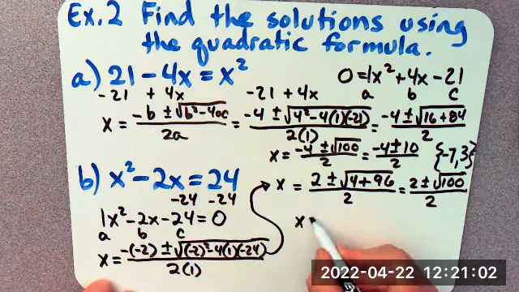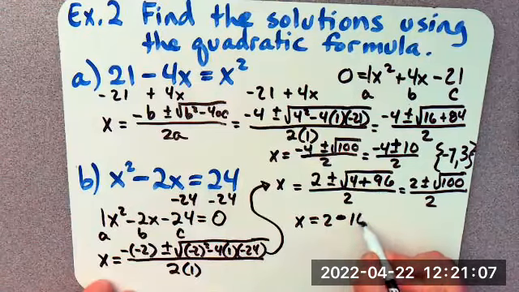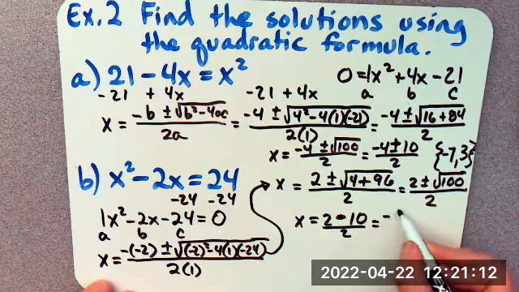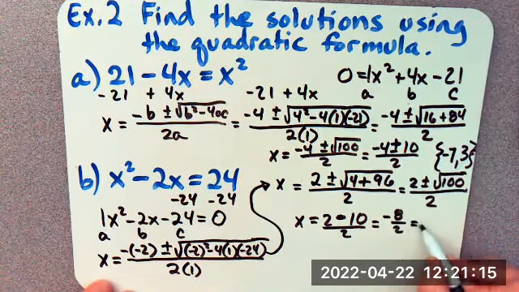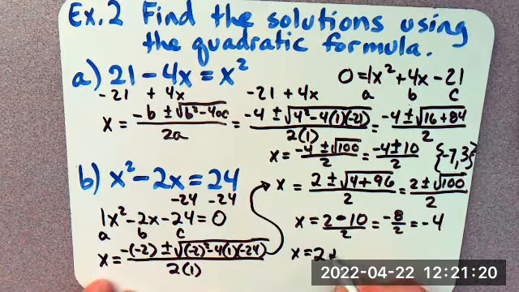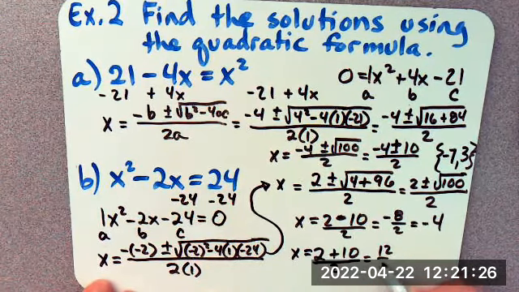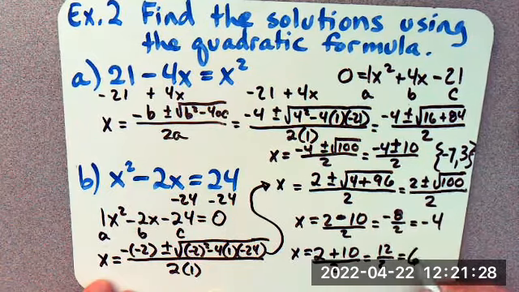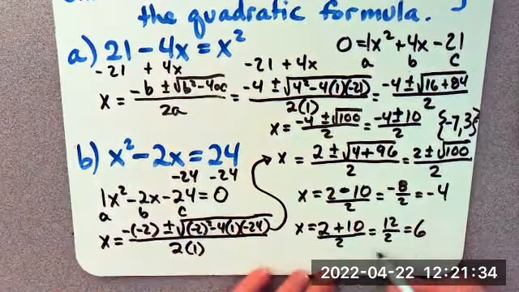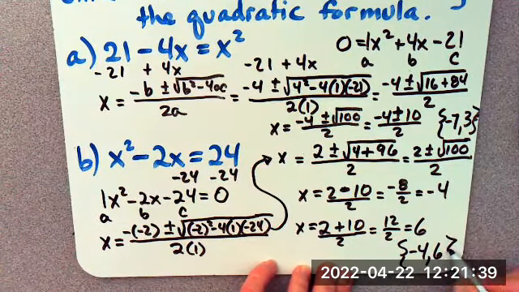So that's going to give us x equals 2 minus 10 over 2. And that would be -8 over 2, which is -4. Or we have x equals 2 plus 10 over 2, which is 12 divided by 2, which is 6. So for this solution set, we're going to have -4, 6.